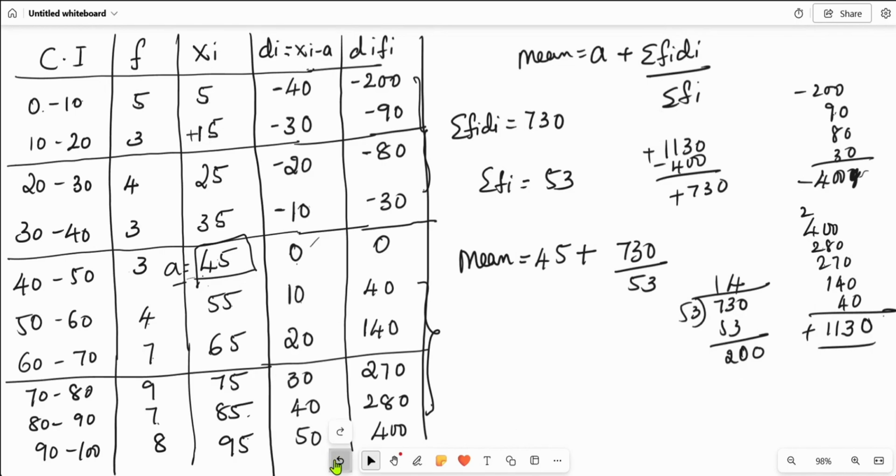Threes, I think. 13.7 you will get. So mean is equal to 45 plus 13.7. So mean is equal to 58.7.